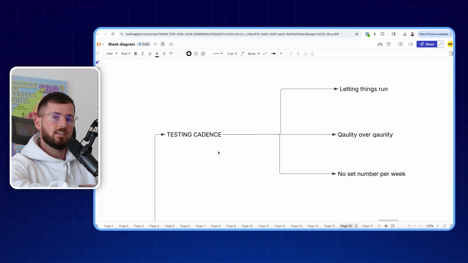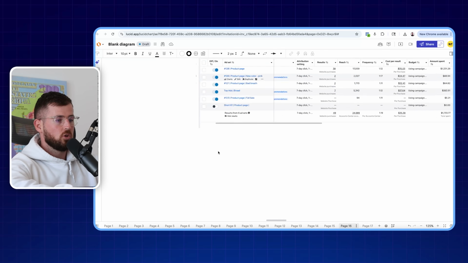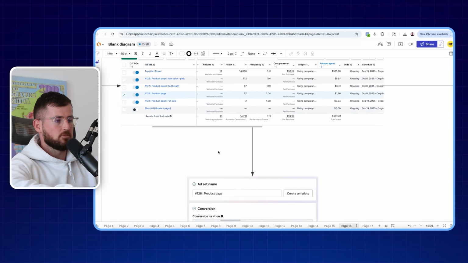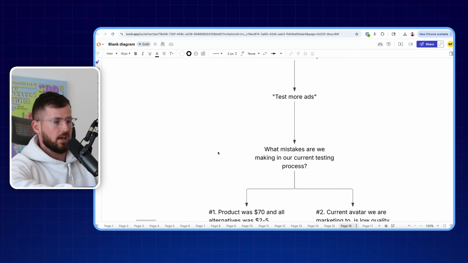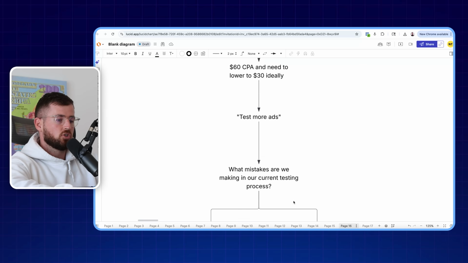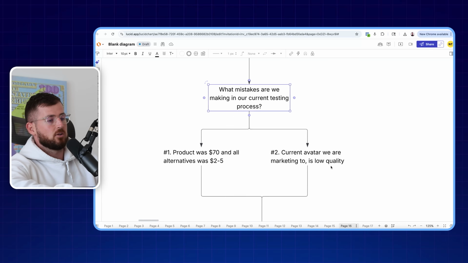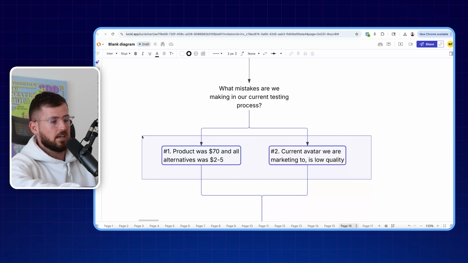When I'm throwing things at the wall and hoping something sticks, I find fewer winning ads because, let's go back to it, I have no clue what the problem is. I'm just throwing things at the wall. I'm not doing any creative reviews or anything like that. I'm just testing more ads, but I'm not being intentional about it.